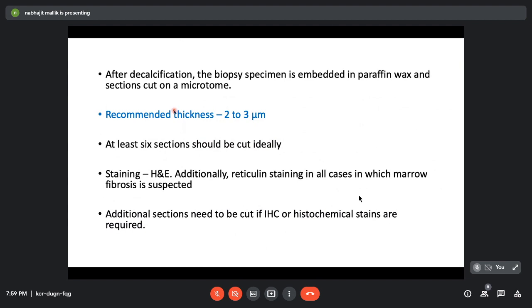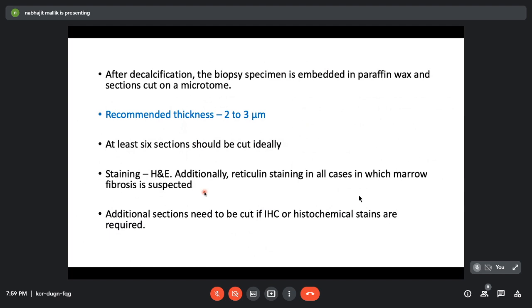After decalcification, the biopsy specimen is embedded in paraffin wax and sections are cut on a microtome. The recommended thickness of the sections is around 2 to 3 microns only, not thicker than that. At least 6 sections should ideally be cut, but in most places you get 2 to 3 sections on a single slide. Staining is by H&E, and Giemsa staining is also done in some places. Additionally, reticulin staining should be done in all cases in which marrow fibrosis is suspected.